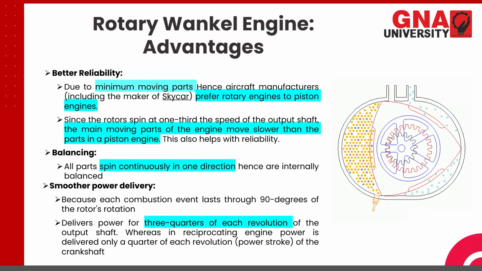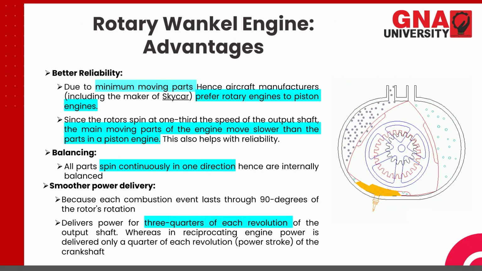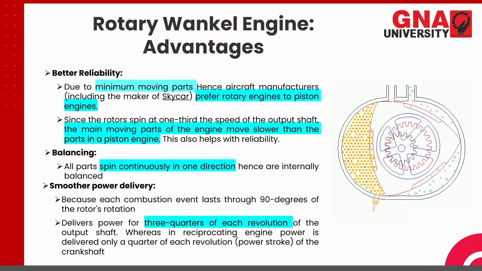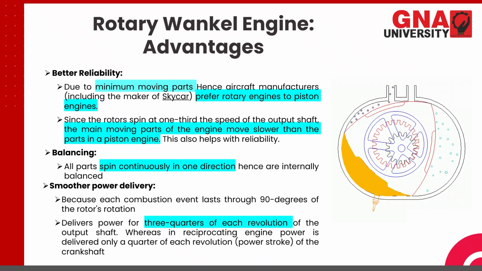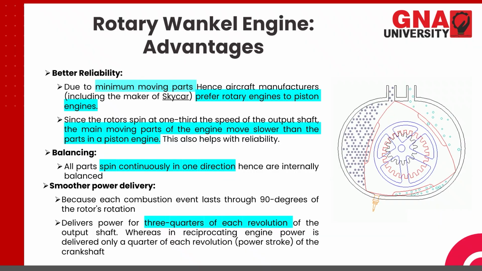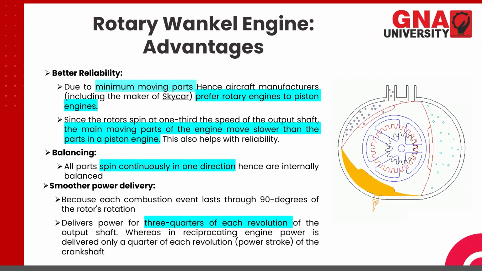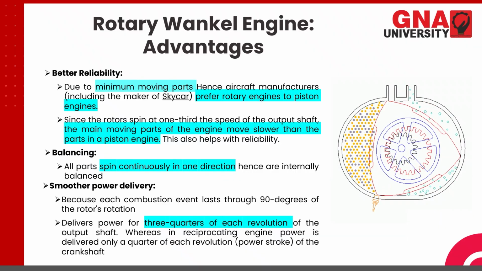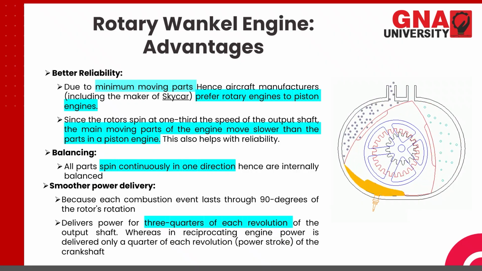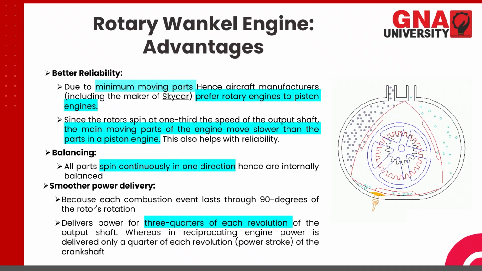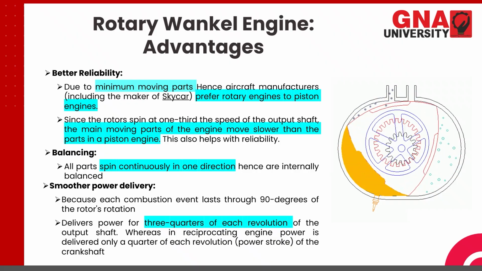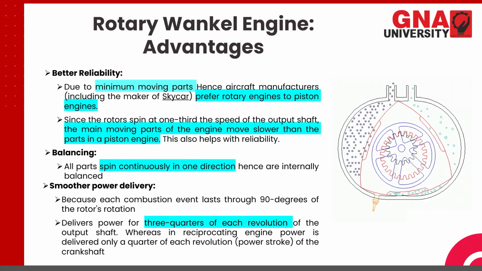Since the rotors spin at 1/3 the speed of the output shaft, the main moving parts of the engine move slower than the parts in the engine, right? So hence this helps with the reliability. Now balancing is also there, because all the rotating parts are rotating in one direction only. So hence they are internally balanced.